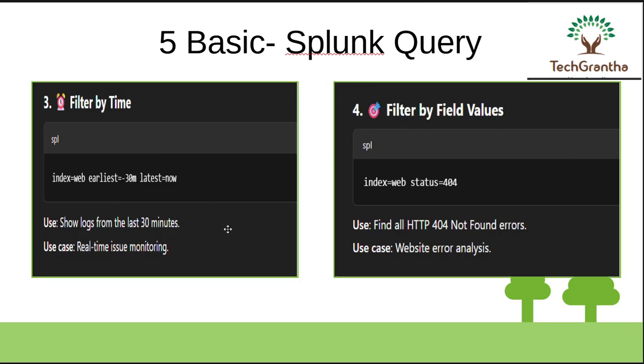Query number 3: if we want to find values from the last 30 minutes, just type index=web earliest=-30m, which will provide the values from the last 30 minutes.